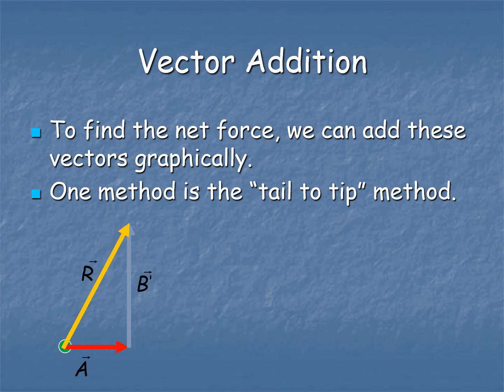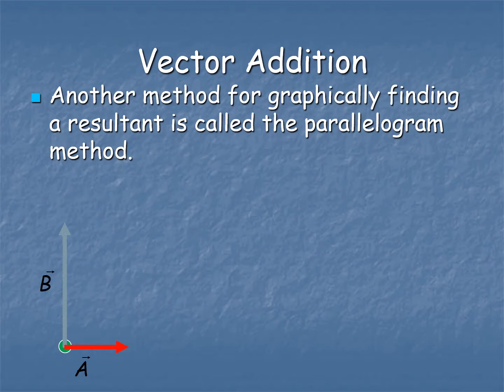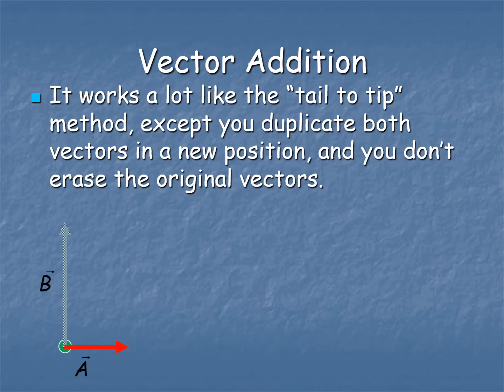Now we'll see the parallelogram method, which is very similar in some respects. First, you do exactly the same thing that you did with the tail to tip, except that this time, instead of erasing the B vector, we'll leave it there. And we'll do the same thing with the A vector. We'll move it so that its tail is touching the tip of B. And what we formed here is called a parallelogram.